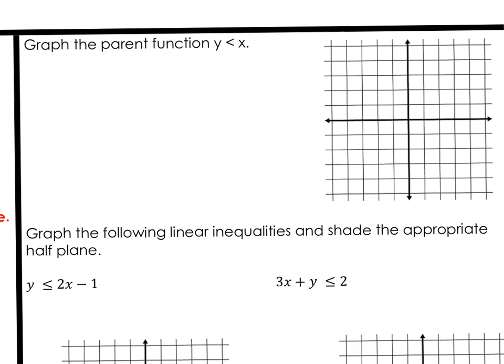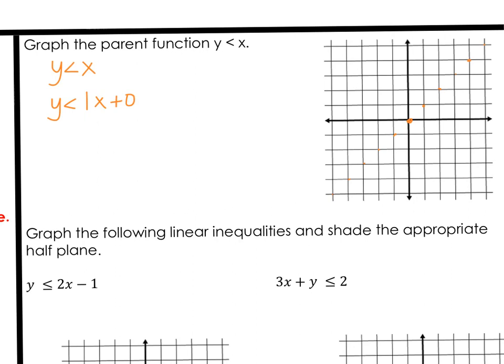Let's start by graphing one of the 4 parent functions. y < x. Thinking about slope-intercept form, this means y < 1x + 0. So if I think about my y-intercept of (0, 0), my slope goes up 1 over 1, up 1 over 1, all the way to the top, and down 1, 1 to the left, to the bottom.